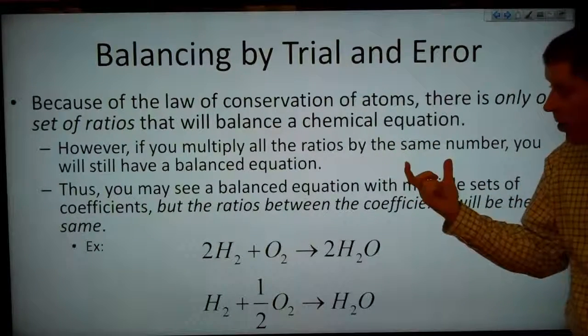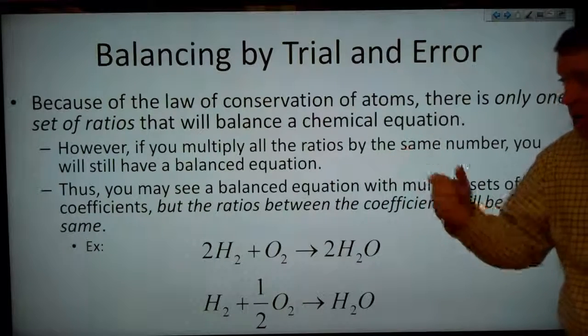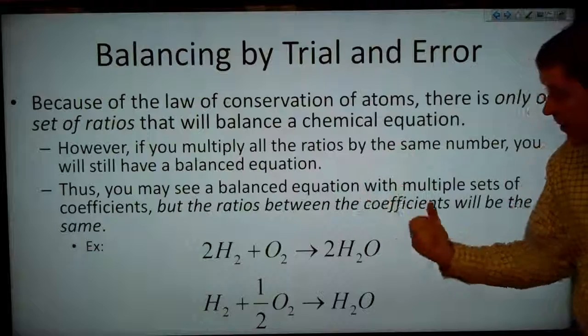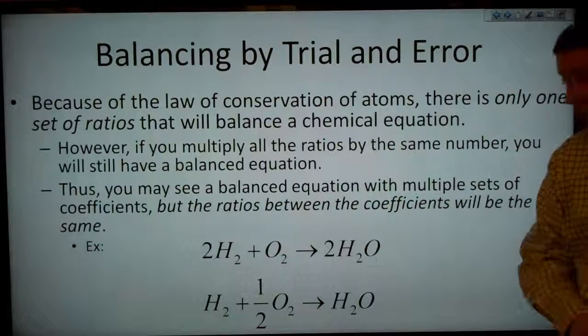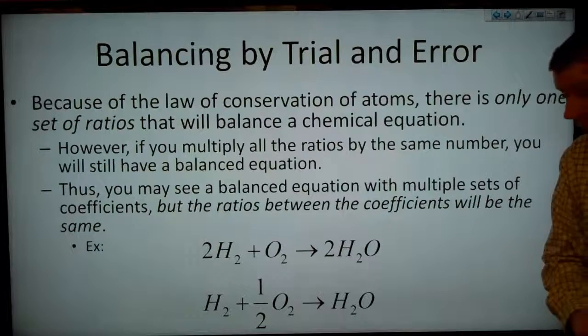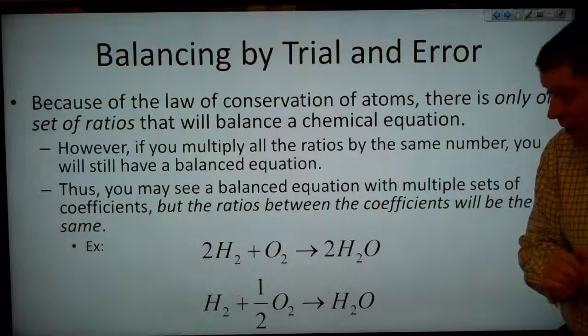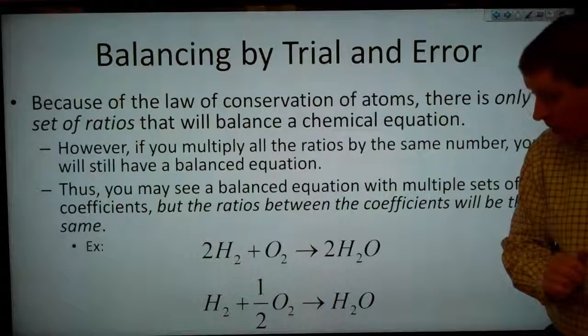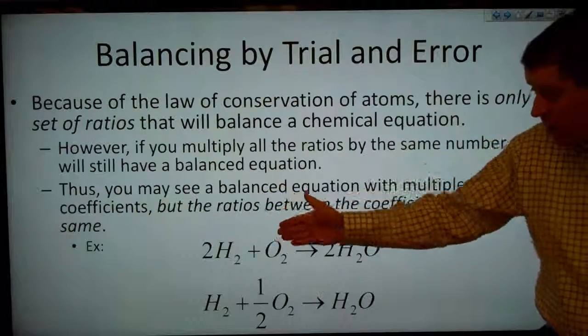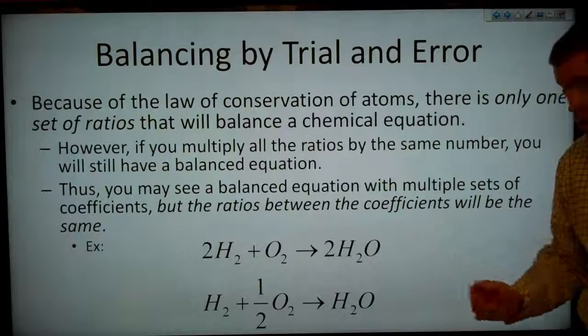However, if you multiply all of the ratios by the same number, you'll still have a balanced equation. And thus, you may see a balanced equation with multiple sets of coefficients, but the ratios between those coefficients will be the same. For example, in the combustion of hydrogen with oxygen to form water, we have two hydrogen molecules, so 2H2 plus O2 yields 2H2O.